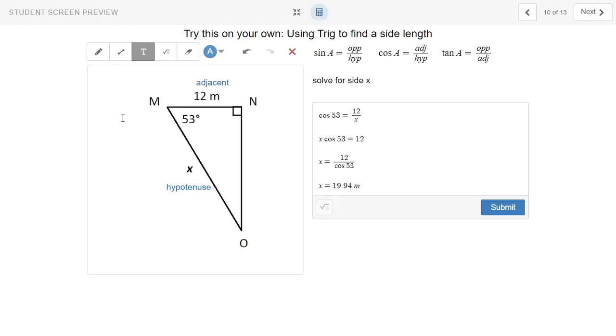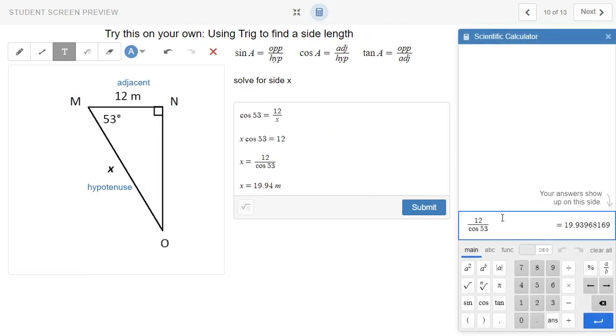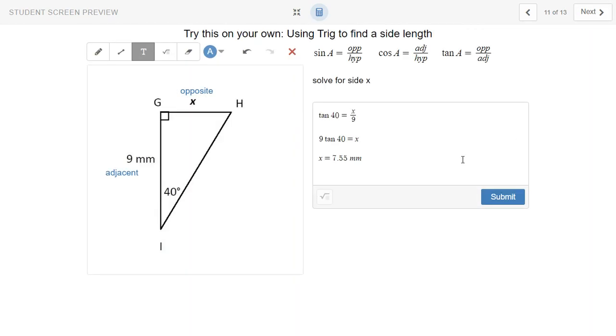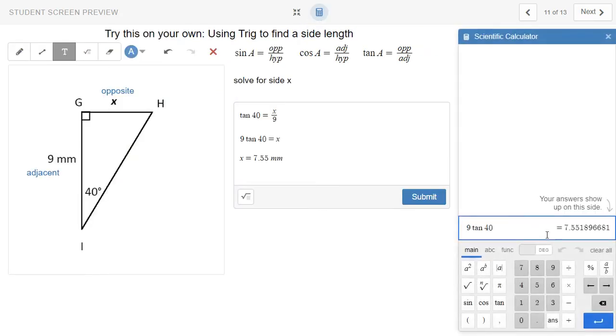Okay, to take up the try this on your own slides. For this triangle, we've used cosine, and our answer is 19.19. This is the calculation that I used. And for this slide, we used tan and solved. It's that. So this is the calculation that I used.